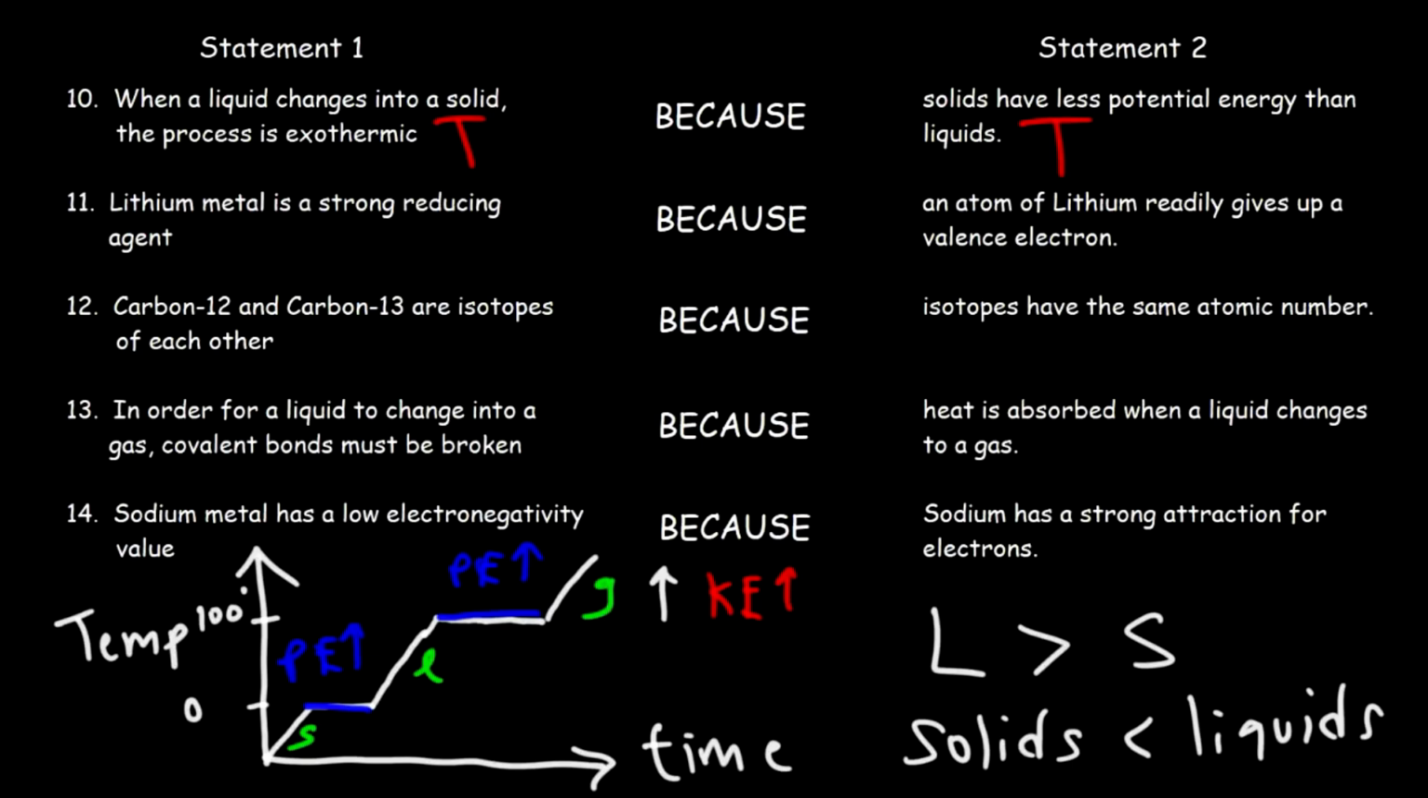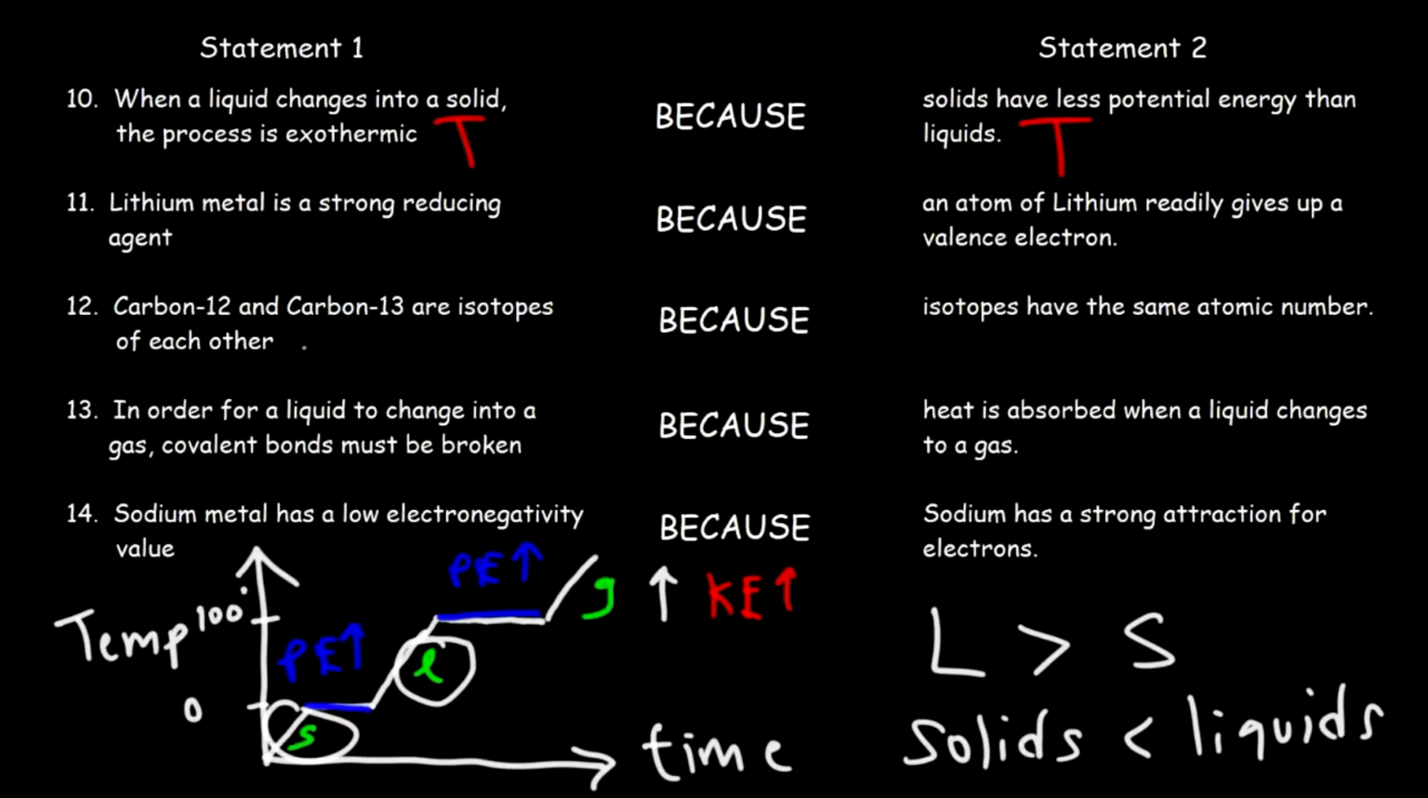So now, looking at statement 1, we're going back from a liquid to a solid. Because the potential energy is decreasing, energy has to be released. In order to increase the potential energy, energy has to be absorbed. So in this heating curve, going from a solid to a liquid, we were putting energy in. So that's an endothermic process.